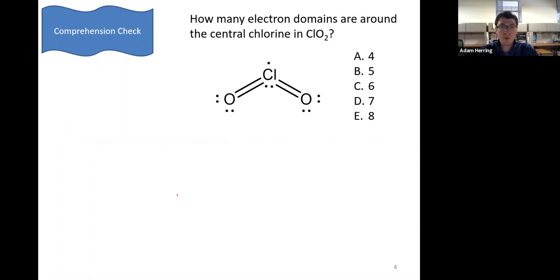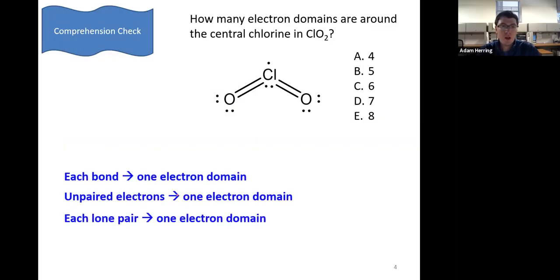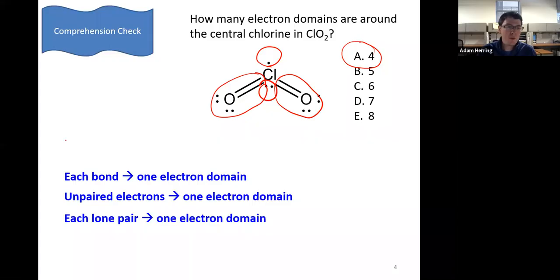Welcome back. So to find the number of electron domains, we need to identify what types of domains there are. Each bond is one electron domain, keeping in mind that a double bond still counts as a single domain. So we have two sets of bonds, two domains. Each unpaired electron is a domain, and each pair of electrons is a domain. That gets us a total of 4 electron domains. That would mean then that the steric number of chlorine is 4.